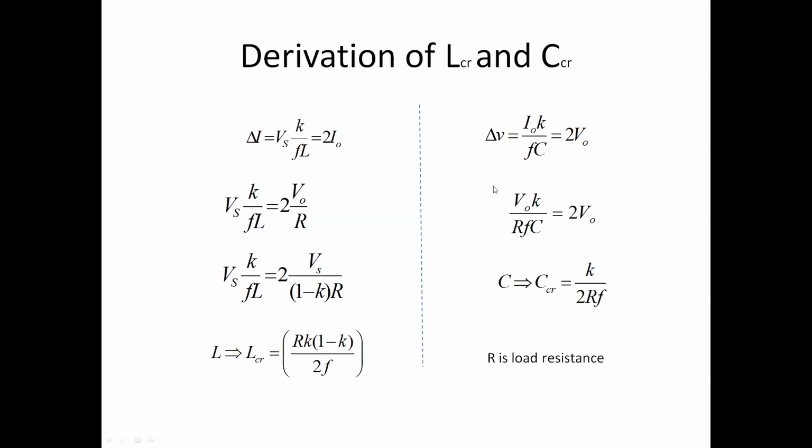In order to operate the converter in the continuous conduction mode, the values of L and C should be chosen greater than or equal to the critical values of L and C. Here R denotes the load resistance.